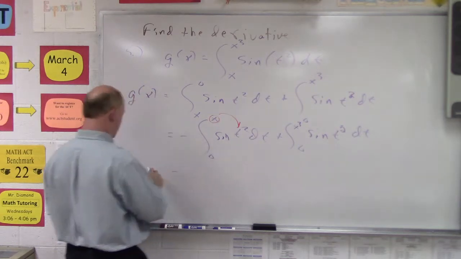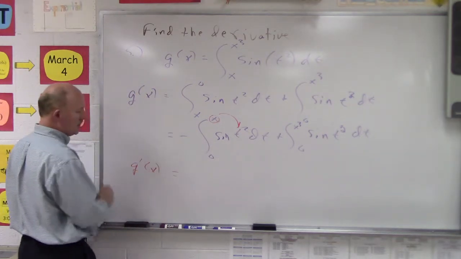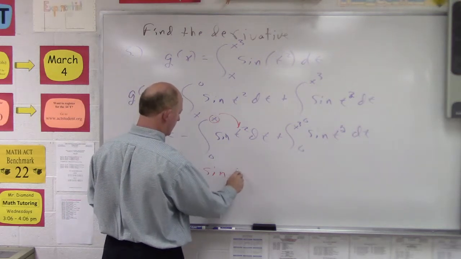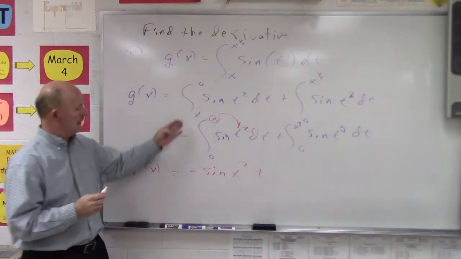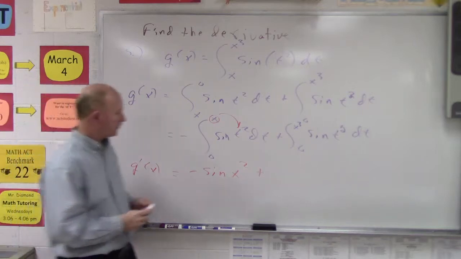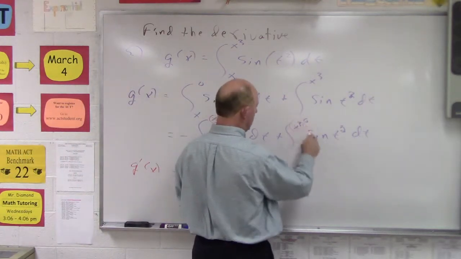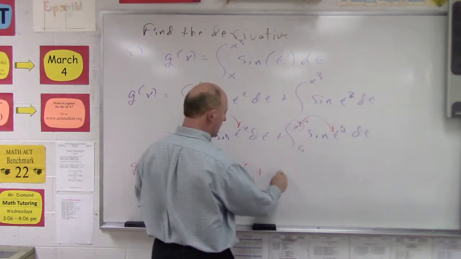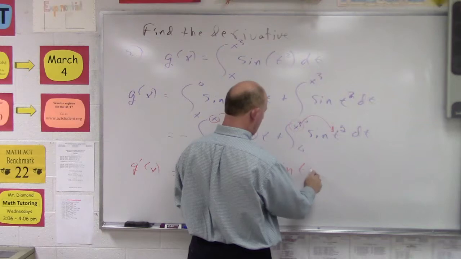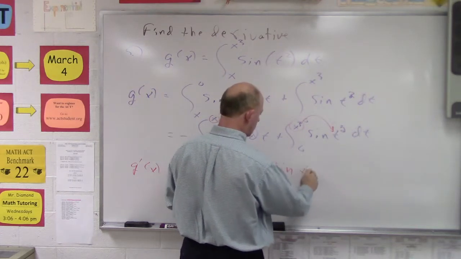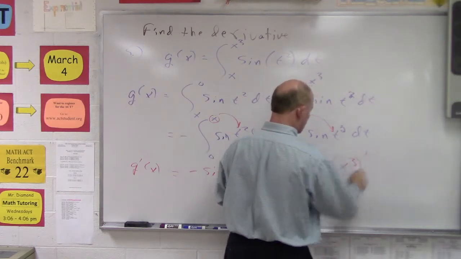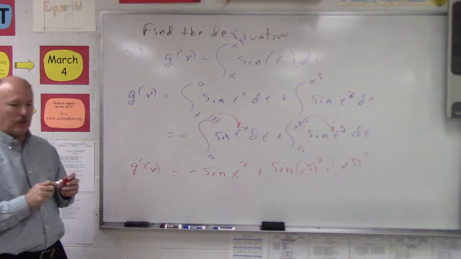So once again, g prime of x, the derivative of g of x, is going to be equal to the negative sine x squared, substituting the x in, times the derivative of x, which is just negative sine x squared. Plus, now this time you've got to take the x to the third and substitute in for t. And this time we're going to have sine, now sine is already squared, so it'll be sine of x cubed raised to the second power times the derivative of x to the third.